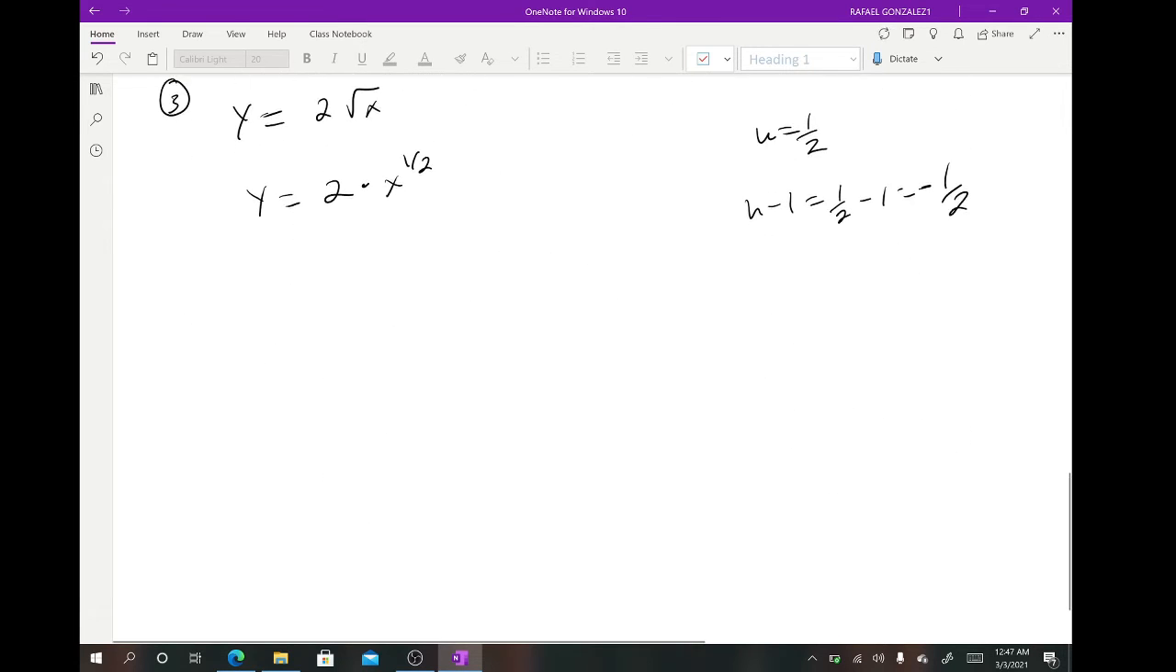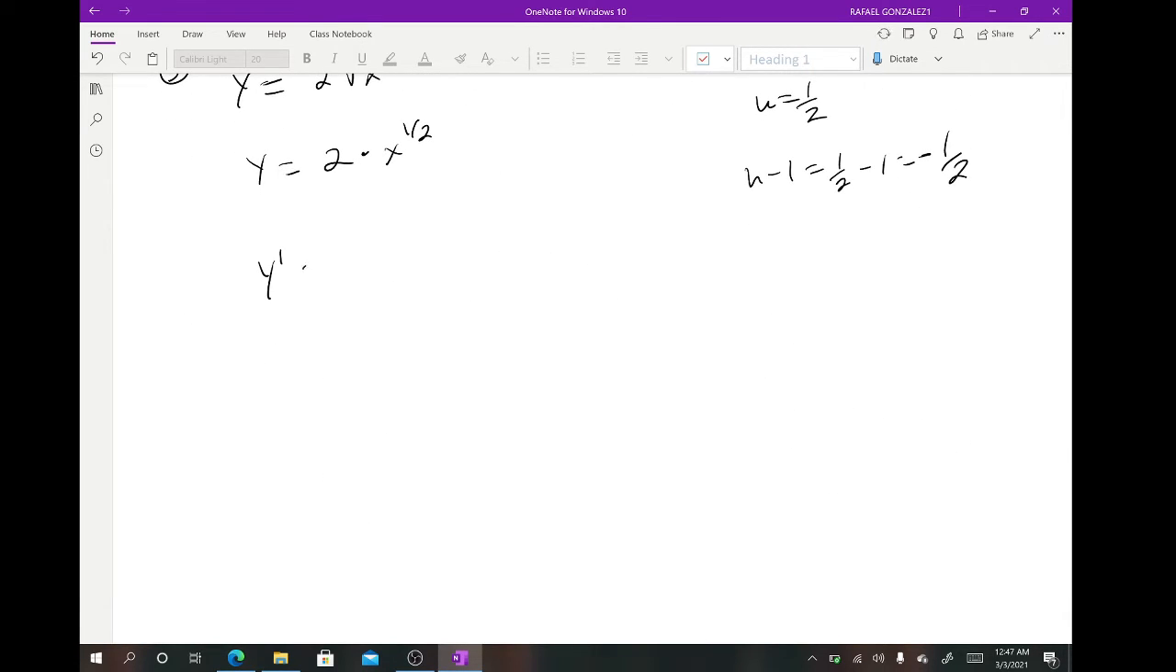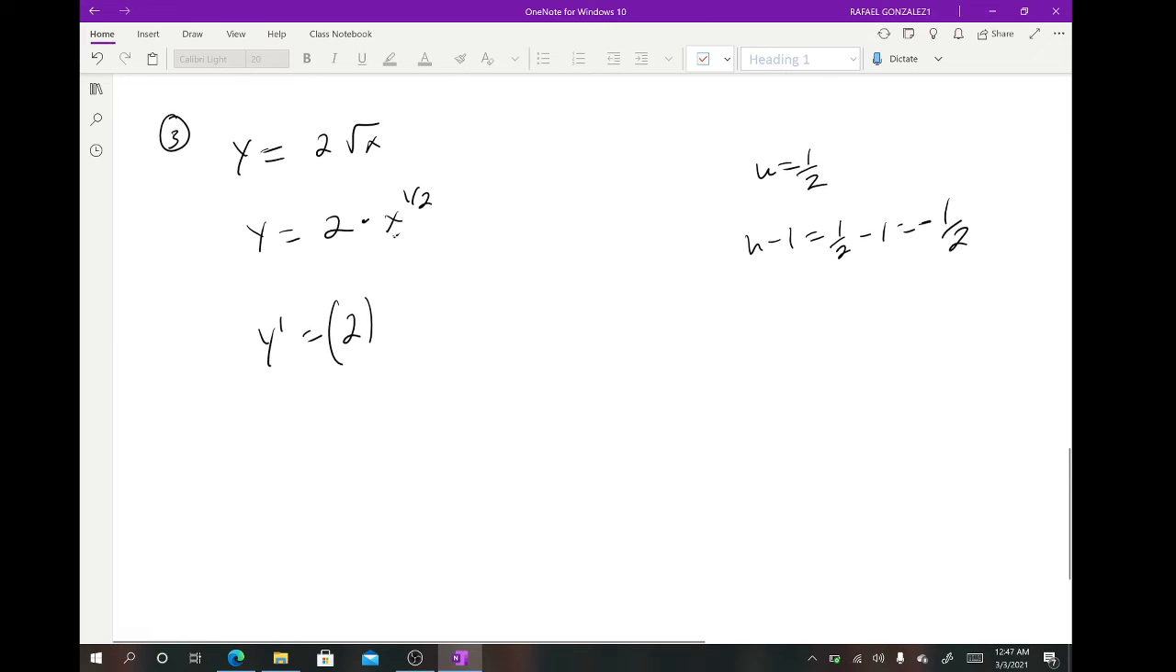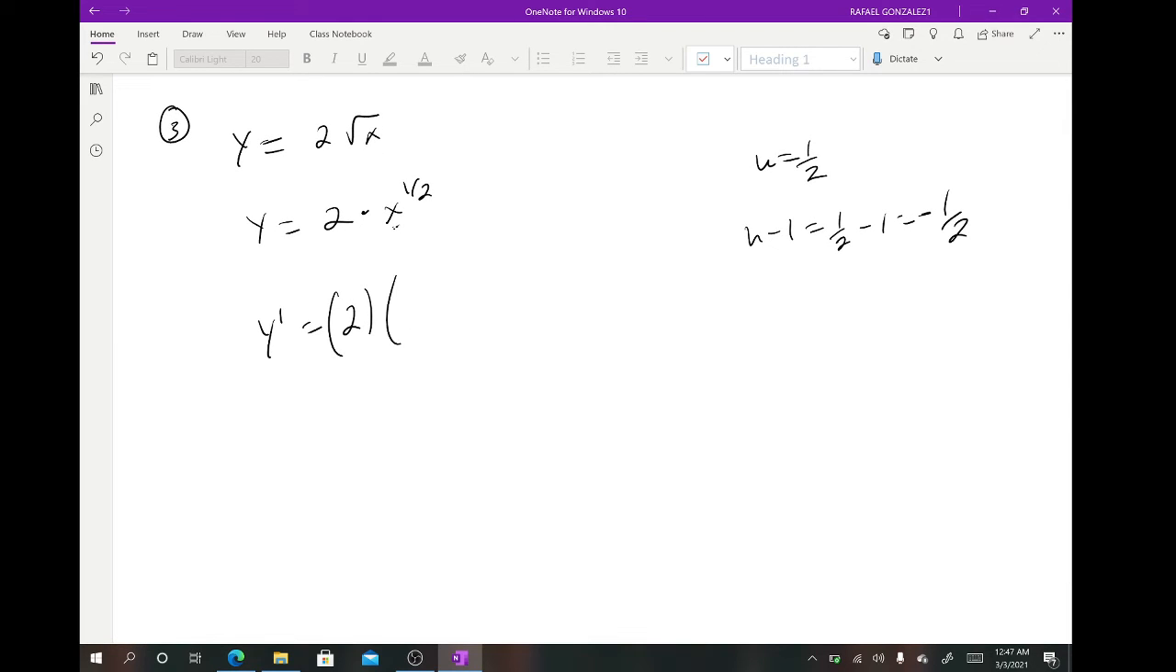So we have now that y prime of this is going to be equal to 2 times the derivative of x to the 1/2. But the derivative of x to the 1/2 is going to be equal to 1/2. Bring down the 1/2 to the front, and then you minus 1. So it's going to be 1/2 x to the minus 1/2. And that's why I wrote it on the side, because it's clearer for you to see it.